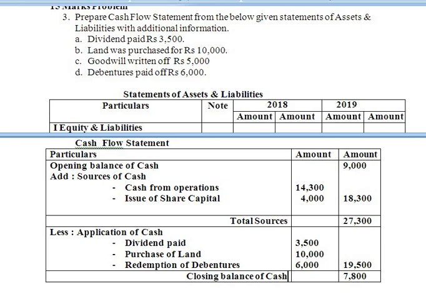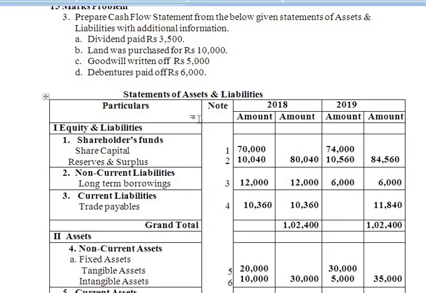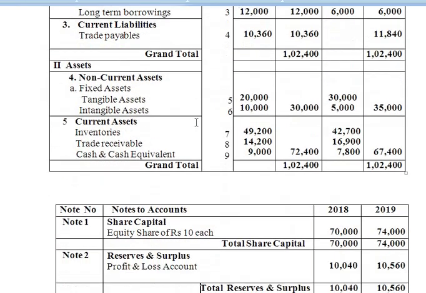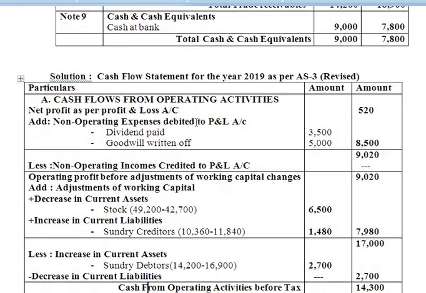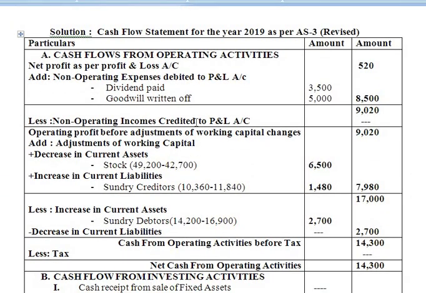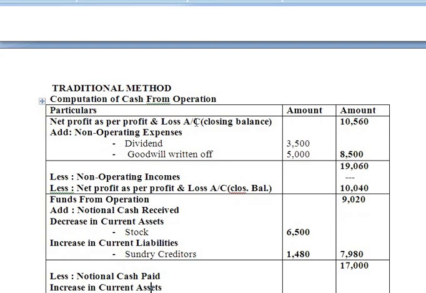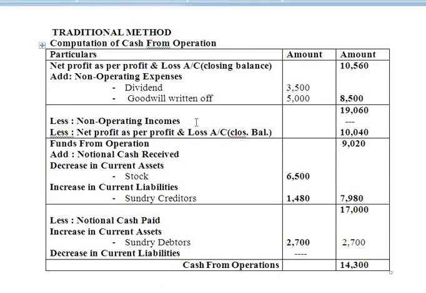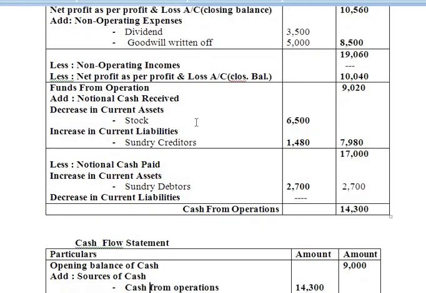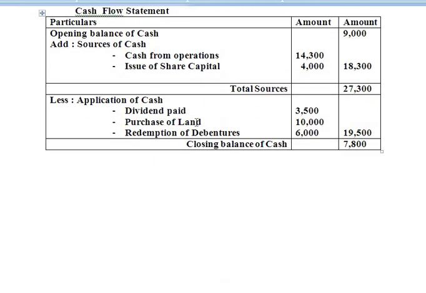Okay, so this is the calculation of preparation of cash flow statement as per traditional method. I hope you understood both the methods, modern method as well as traditional method. So a similar problem will come for 15 marks in the final examination. So this is the calculation as per AS3 revised, and this is as per traditional method. Okay, first we have calculated cash from operations and then cash flow statement. Okay, I hope you understood.